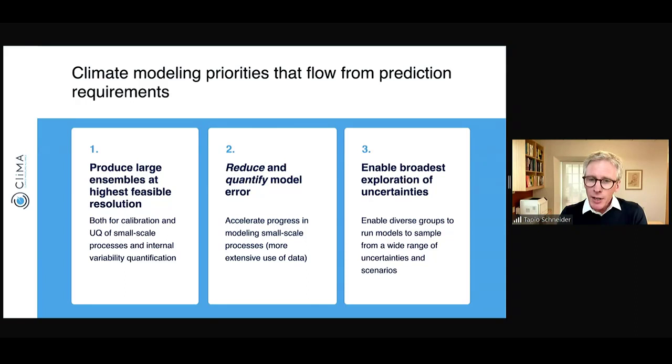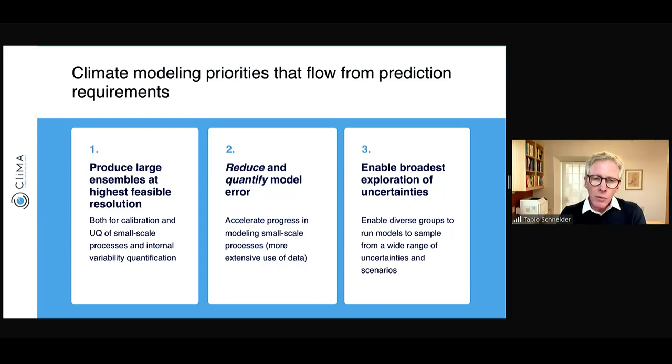We need to reduce and quantify model errors, and they can be reduced and they can be quantified. I will say a bit more about how I think this can be done in a minute. Suffice it to say here that we need to accelerate progress in modeling small scale processes. And I think one path to accelerate progress here is using data much more extensively than we have.